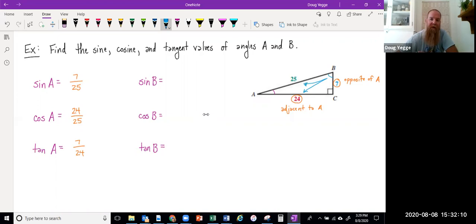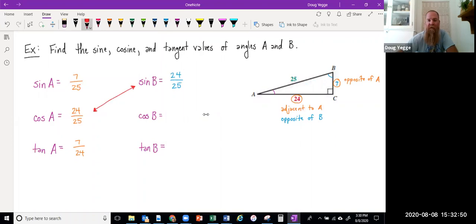Notice by looking at the other angle in the right triangle, it turns out that 24 is actually the opposite of B. So sometimes that base could be the opposite side, sometimes it would be the adjacent side, depending on what angle you're looking at. So sine of B is 24 over 25, which interestingly is the exact same thing as cosine of A. So these two values are actually exactly the same. And we'll discuss the property related to this shortly.